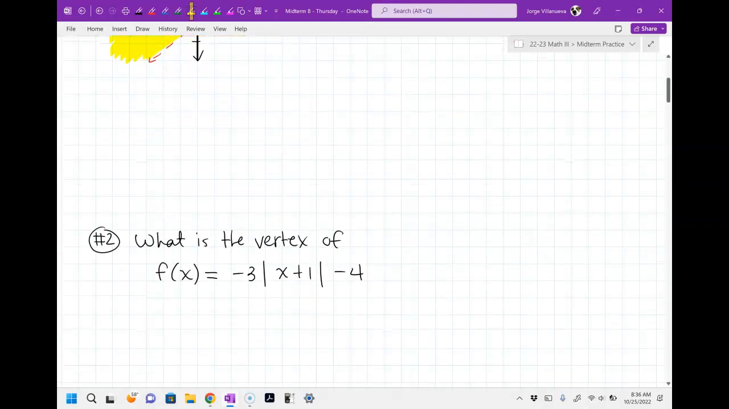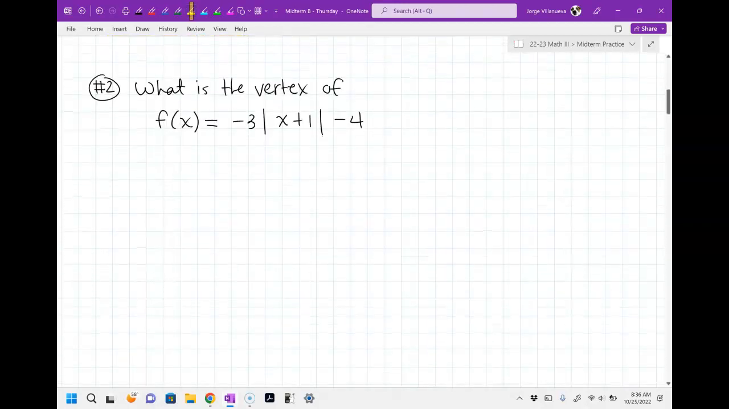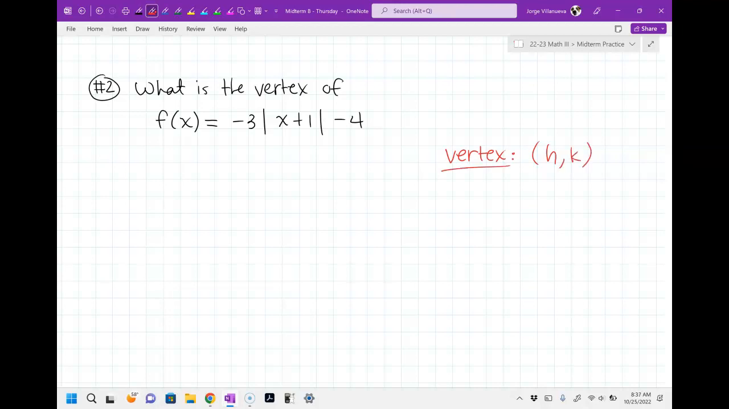All right. Now, this is something that's not hard to do, and I'm going to give you the information. So here it is. This is your vertex. The vertex is h, comma, k. Now what is h, comma, k? Well, remember our formula is f of x equals a times the absolute value of x minus h, plus k. That's our main formula. Now look at that compared to the problem they gave us.